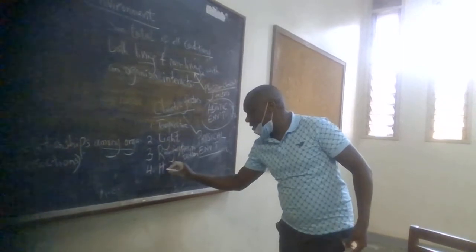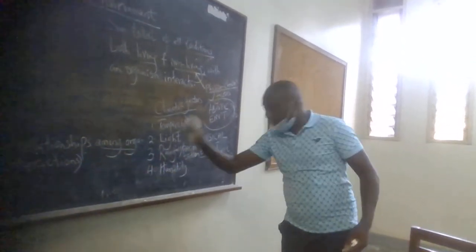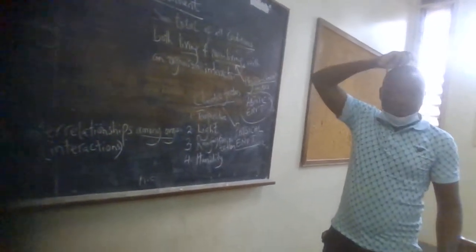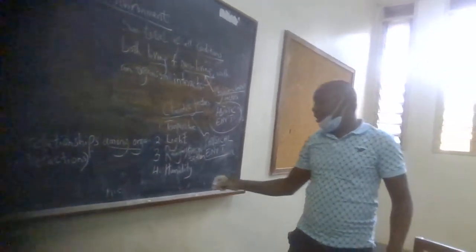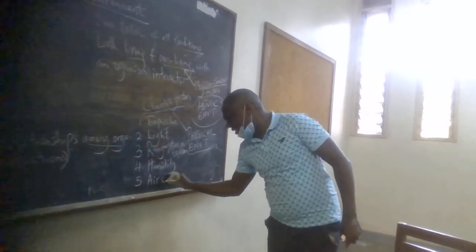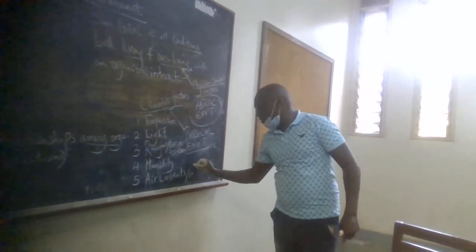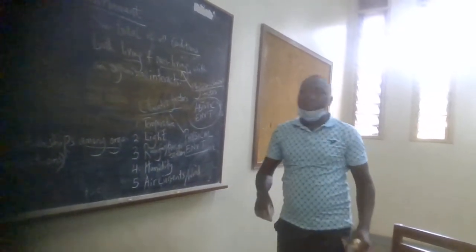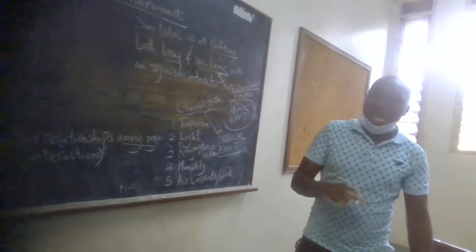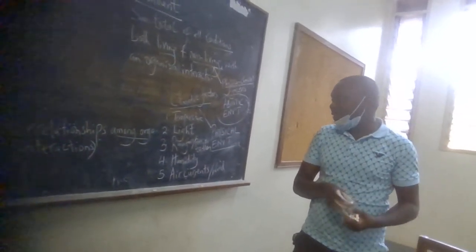Humidity is what? The amount of water vapor in the atmosphere. But also the air currents. Air currents, sometimes known as wind. All those are non-living or physical factors.